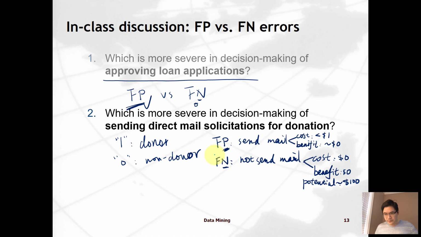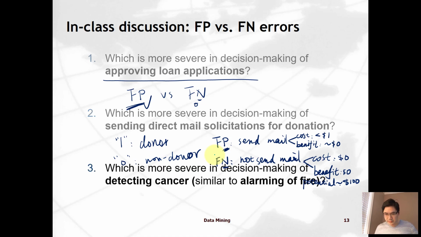And now let's look at the third example here. Let me clear these out.